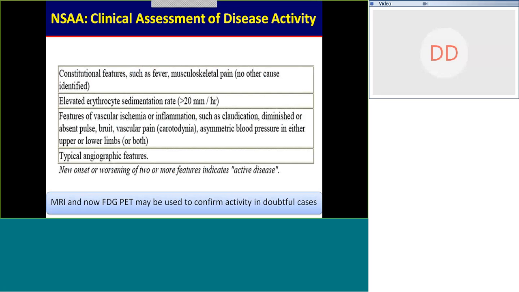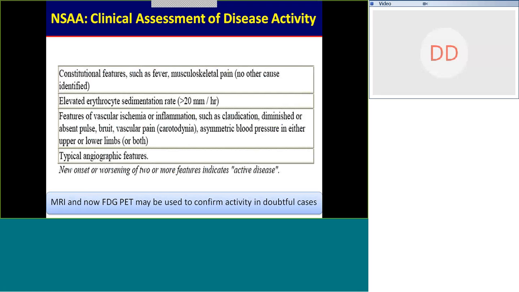These are the clinical determinants of activity. If you have constitutional symptoms, fever, arthralgia, musculoskeletal pain without any other cause, elevated ESR, and then sometimes absent pulses, sometimes tenderness over the pulses, asymmetrical blood pressure, there may be some kind of joint swelling also, then think about activity.